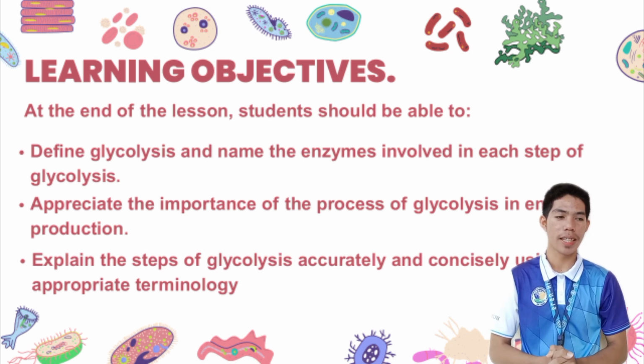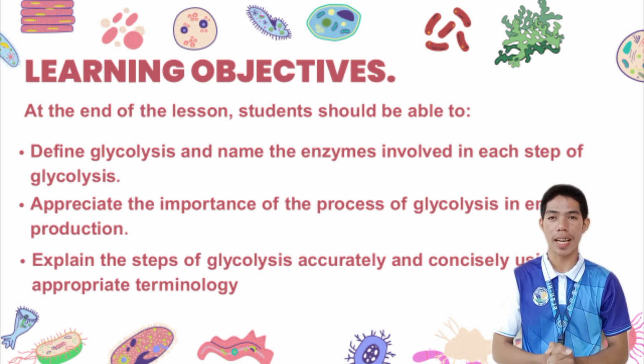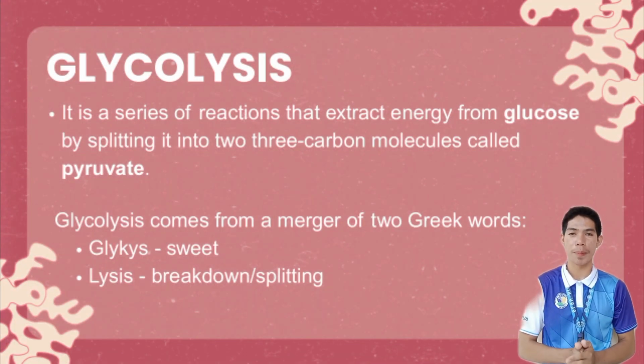At the end of the lesson, students should be able to, first, define glycolysis and name the enzymes involved in each step of glycolysis. Second, appreciate the importance of the process of glycolysis in energy production. And lastly, explain the steps of glycolysis accurately and concisely using appropriate terminology. So now let us begin our proper discussion.